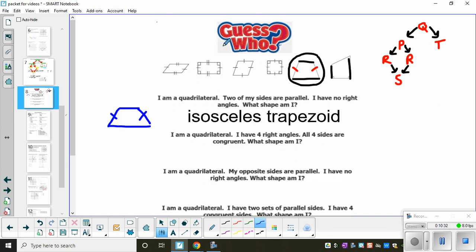All right, for the next one, I'm a quadrilateral. I do have four right angles and all four sides are congruent. So having four right angles means you've got to be either this shape or this shape. And then if it takes it a step further to say all four sides are congruent, it's got to be this shape right here. So we know we've got a square. There's the four sides. Here's the four right angles. And here are the four congruent sides right there. So we are a square here.